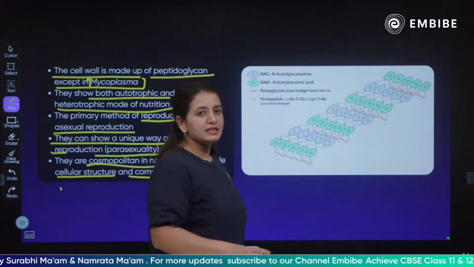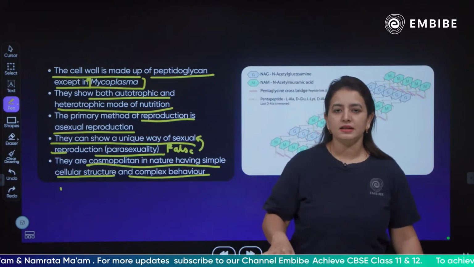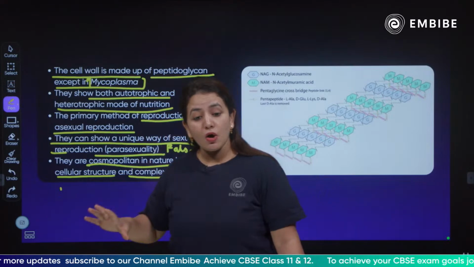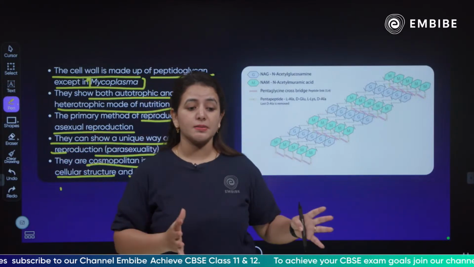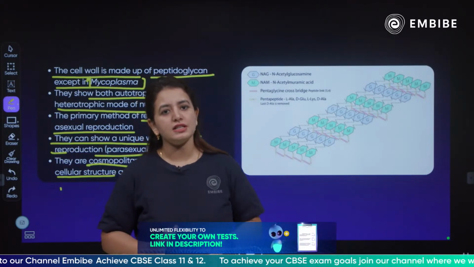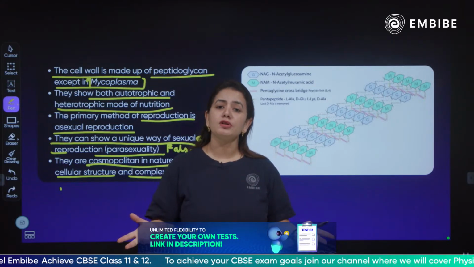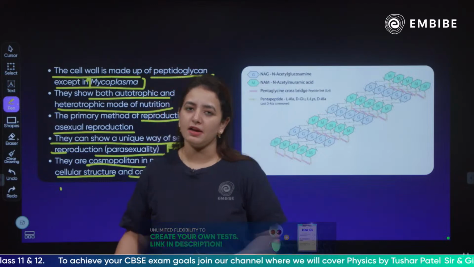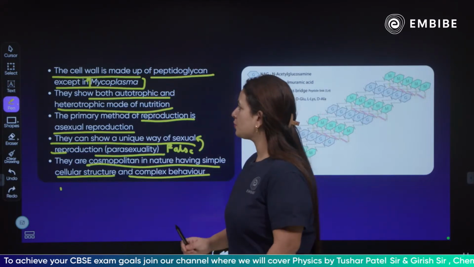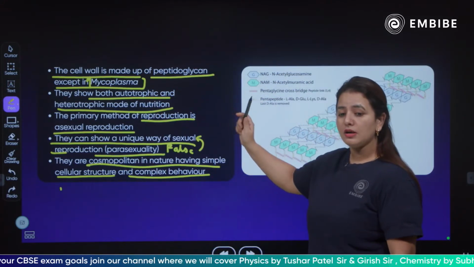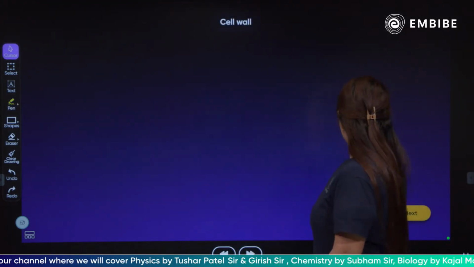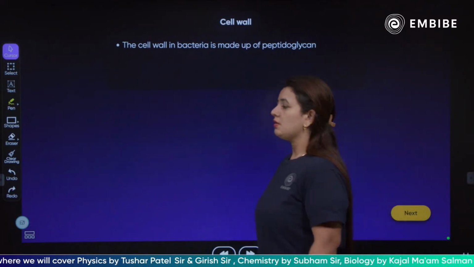So the reason these are cosmopolitan, present everywhere, is that they are completely microscopic, with simple organization and complex behavior. The cell structure is absolutely simple because they are made up of only a single cell, but they do show complex behavior. So these are the few things. Talking about the cell wall, let's elaborate on it more. Children, very important.